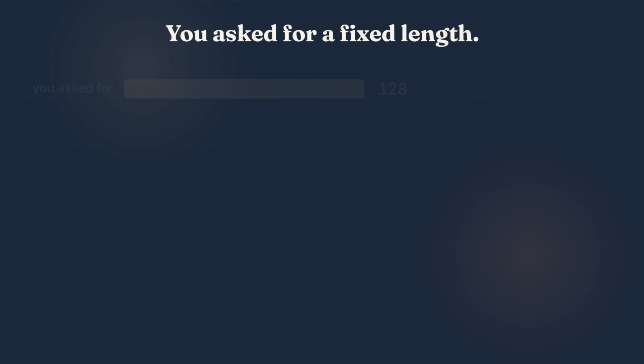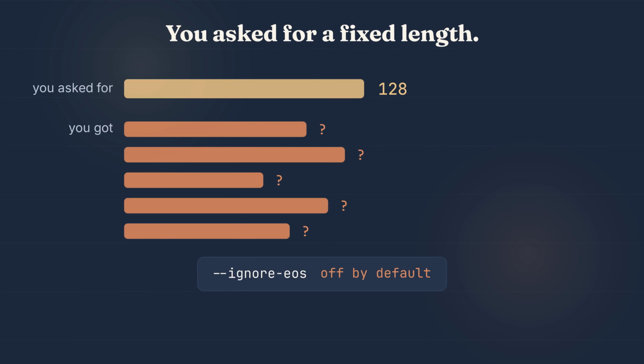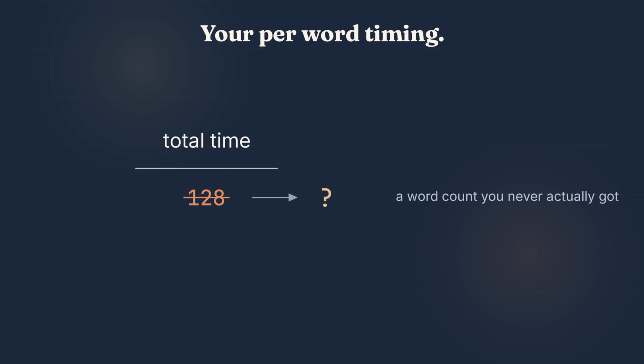Start with your output length. You tell it you want 128 words back. But there's a setting that lets the model stop early, and it's on by default. So you get fewer than that and a different number every single time. And what does that do to your per word timing? You end up dividing by a word count you never actually got. One setting, and your maths is honest again.